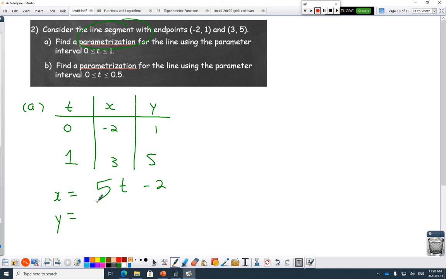Let's just check. If I put in t equals 0, 5 times 0 minus 2 is -2. I get the x value I want. If I put in t equals 1, I go 5 times 1 is 5, minus 2 is 3. I got it. But don't overthink it too much. Just go, okay, what numbers are going to work here?